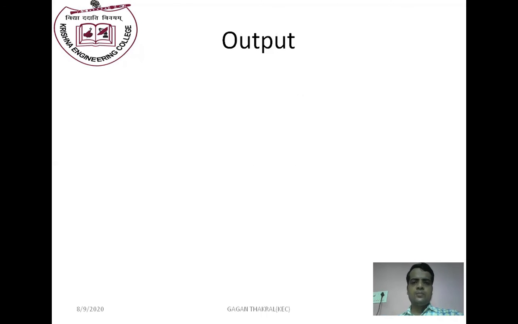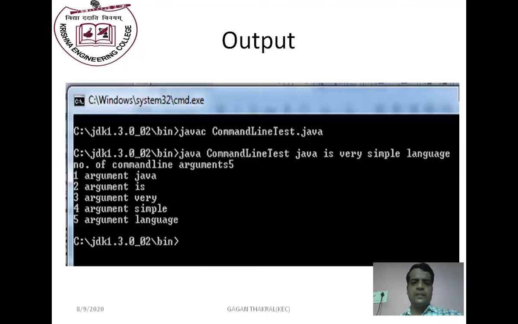When we execute this program, it displays output like this. When we compile this program, after successful compilation, when we run this program, we write java, space, file name, and after that, by providing a space, whatever we type is known as the command line argument. In this program, java CommandLineTest, after that we type Java is very simple language. So Java is very simple language is passed with the help of the Java interpreter, so it is known as the command line argument.